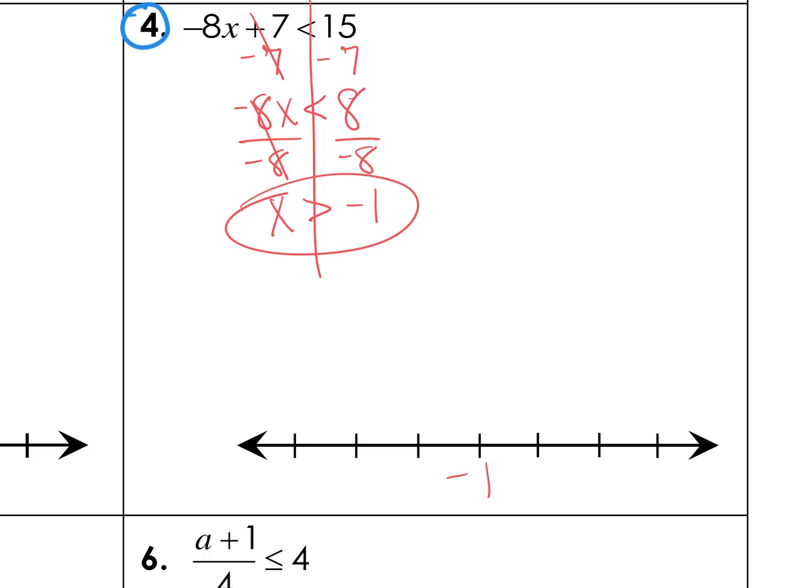Put your point. Think about, is it or equal to? No. So I'm going to have an open circle because my x cannot be equal to negative 1. So I'm not going to fill in that circle. Reading this, starting with my variable, x is greater than negative 1. So x is going to be bigger, go in the bigger direction than negative 1. So we're going towards our bigger numbers to the right. Okay?